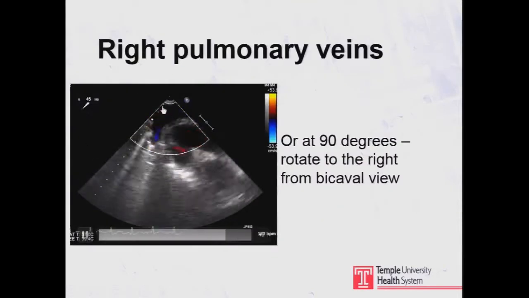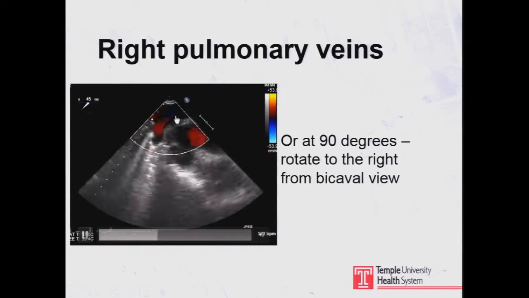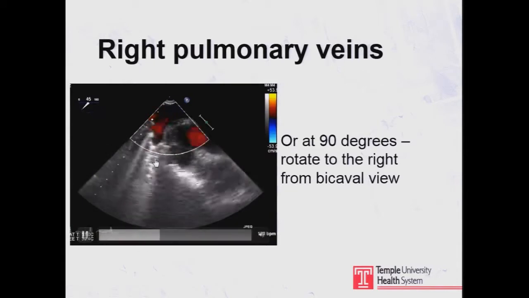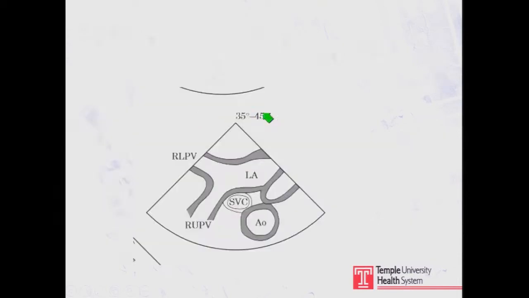For the right pulmonary veins, you can see them at 45 degrees. You rotate the probe to the right, or you can go at 90 degrees from the bicaval view and rotate to the right. This is the right upper next to the SVC. This is the right lower. This is from an ASE publication. Right upper vein, right lower vein.